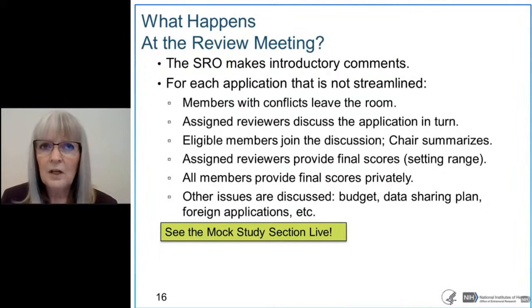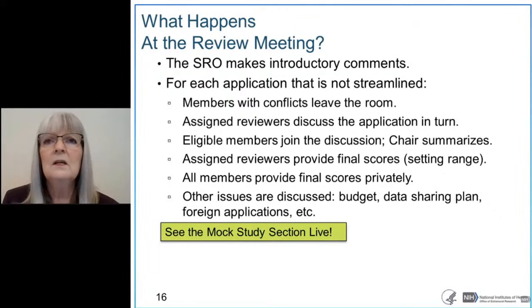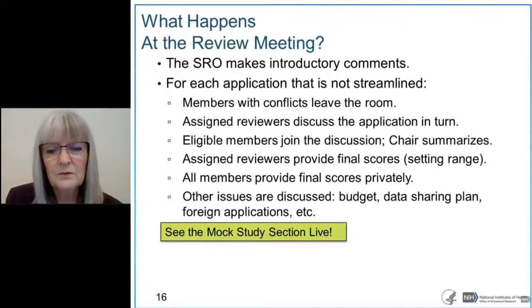So what might happen would be the chair of the study section would announce the first application for discussion and might say, oh, Dr. So-and-so has a conflict. Let's wait while Dr. So-and-so leaves the room. And then the assigned reviewers would discuss that application in turn, the primary reviewer first, secondary and tertiary reviewer. They typically do not explain the entire application. They would highlight the goals and the approaches proposed, and then highlight the weaknesses or strengths that they found in the application. After the assigned reviewers, then the eligible members, those who do not have conflicts, join the discussion, and then the chair summarizes the discussion.